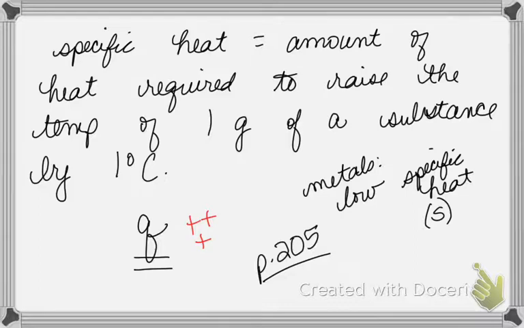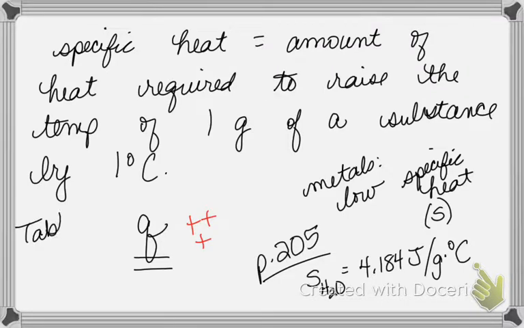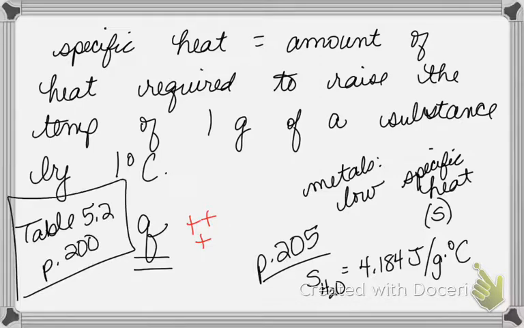And y'all, the specific heat of water, the S for water, is 4.184 joules per gram times degrees Celsius. Specific heats are known. Like for water, it's always that. So if you know the substance is aluminum, then you can look up the specific heat. There's a table in your book. It's table 5.2. It's on page 200 that lists some specific heats.